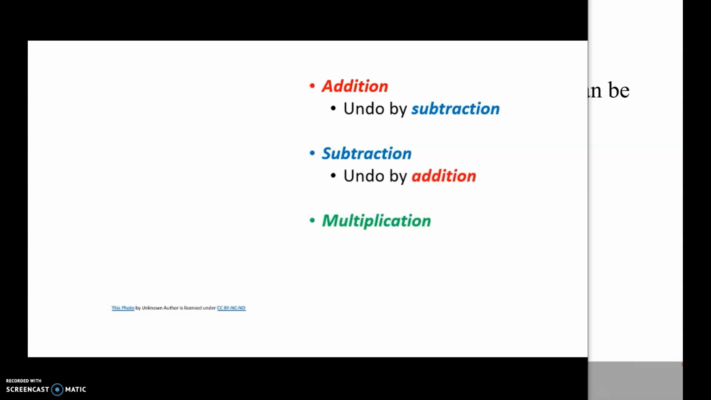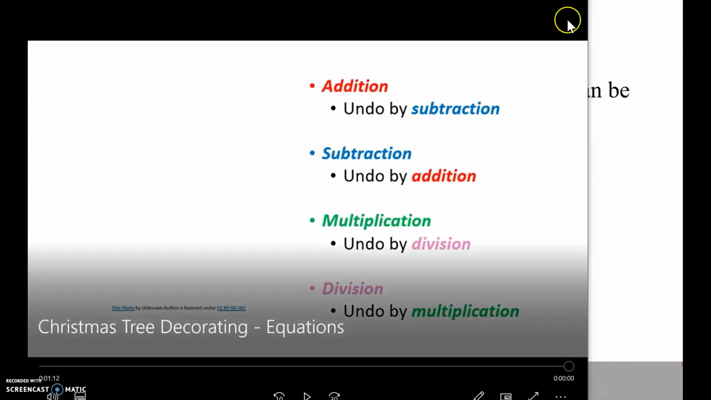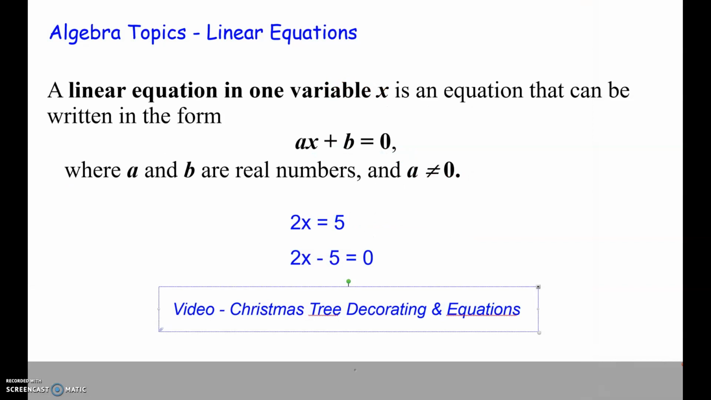So when I'm thinking about equations, I want to think about it in the same way. If I've added something to my x, I'm going to undo that by subtracting. If there's subtraction, x minus something, I'm going to undo that by adding. Also, we could have other operations like multiplication. If it's 2 times x, I would undo multiplying by dividing. And lastly, if I have x divided by 2, I would undo that by multiplication. So that's the basics.